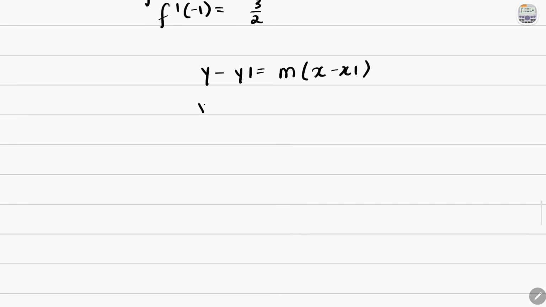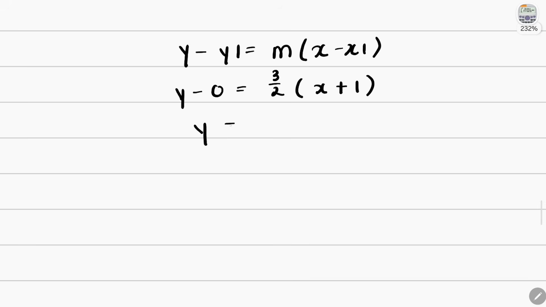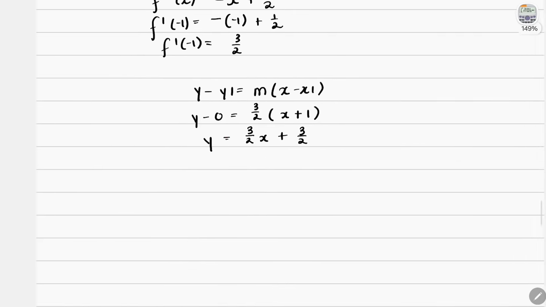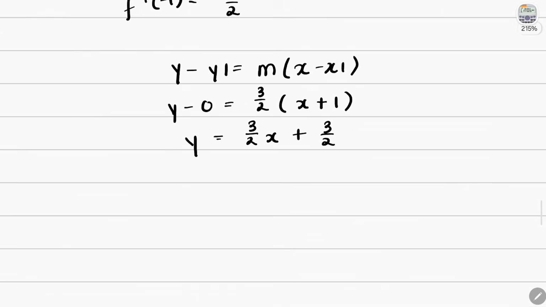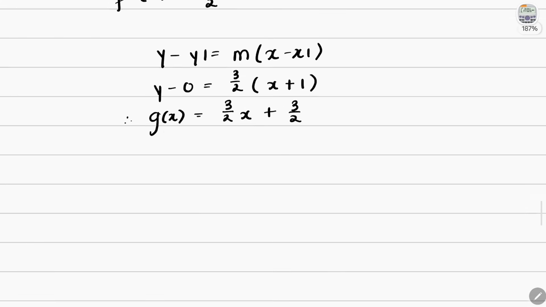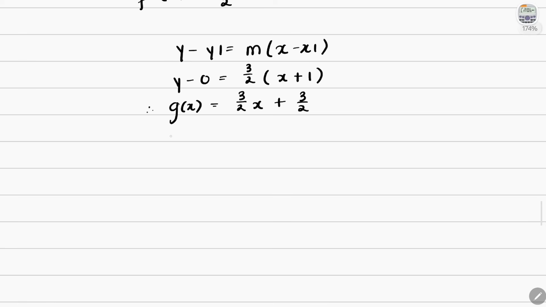So we'll say y minus 0 is equal to our gradient of 3 over 2 times x minus negative 1, which becomes plus 1. Y minus 0 is just y, and then we distribute. So this is 3 over 2 x plus 3 over 2. Okay, did they tell us to put it in any format? Not really. They just said of g. So let's go ahead and just call this g of x. So this is g of x equals 3 over 2 x plus 3 over 2. And that is the equation of our tangent. Moving on to the next question.